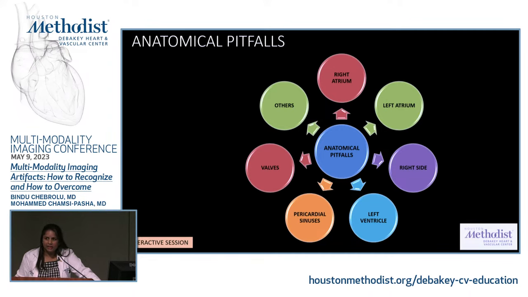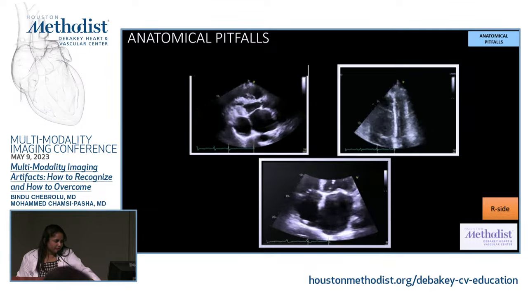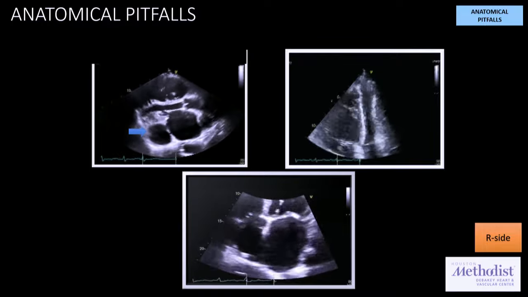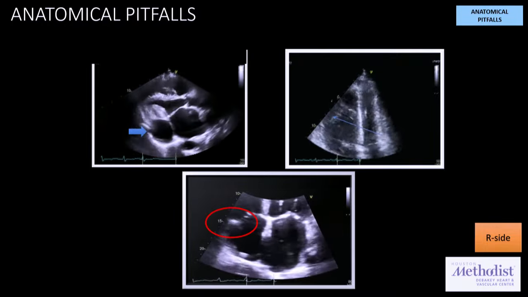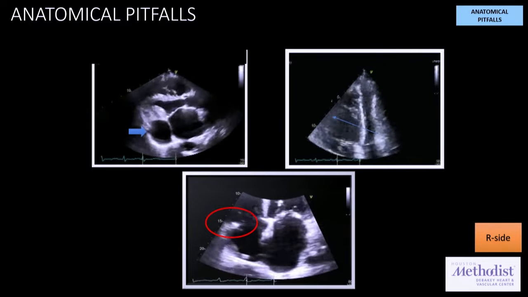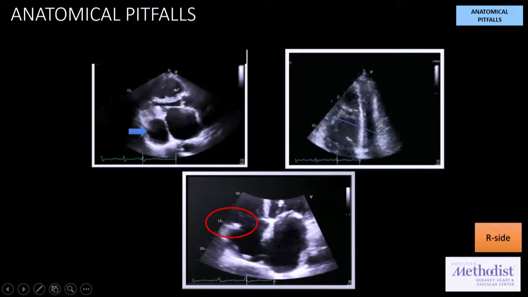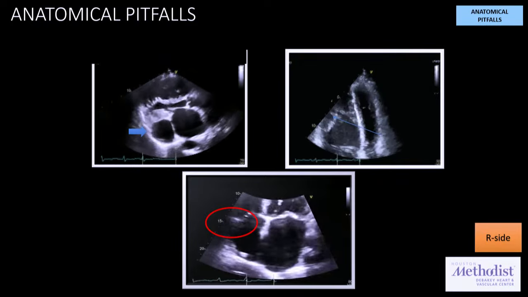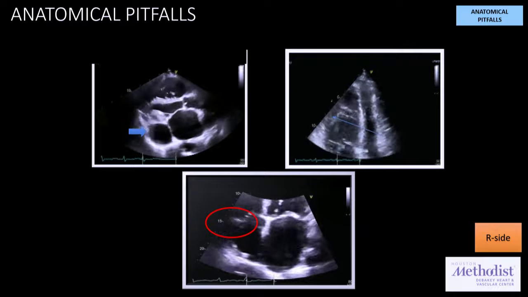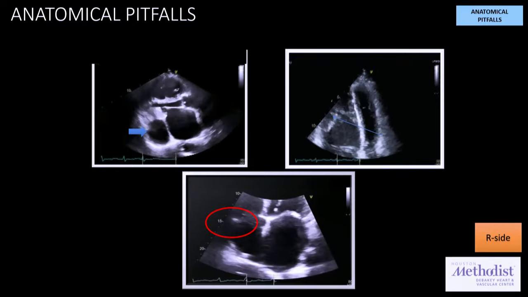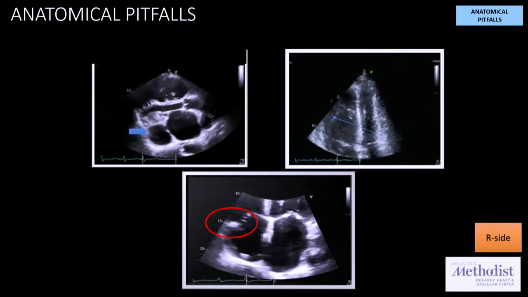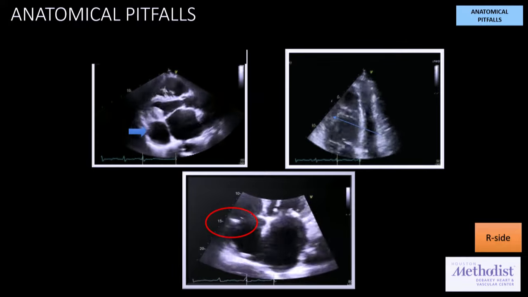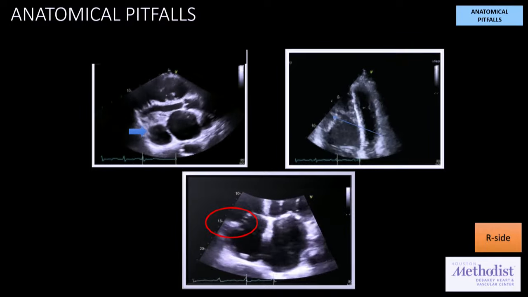All right, Salim, you get to pick again? Right side. Right side. Let's see if you can guess these. First one. Is it in the AV groove? I think I heard it right. Yeah, the first one is a dilated coronary sinus. What about the second one? Prominent RV moderator band. What about the last one? Perfect.